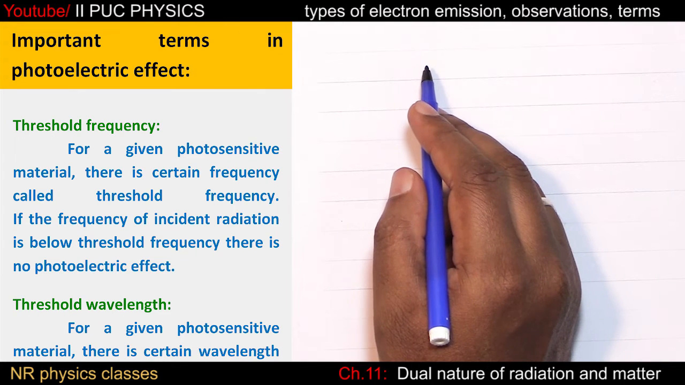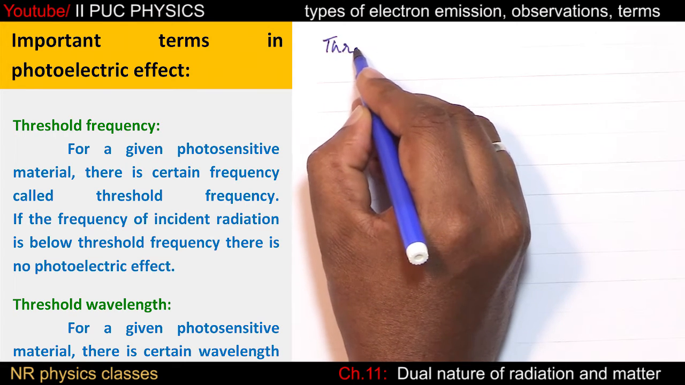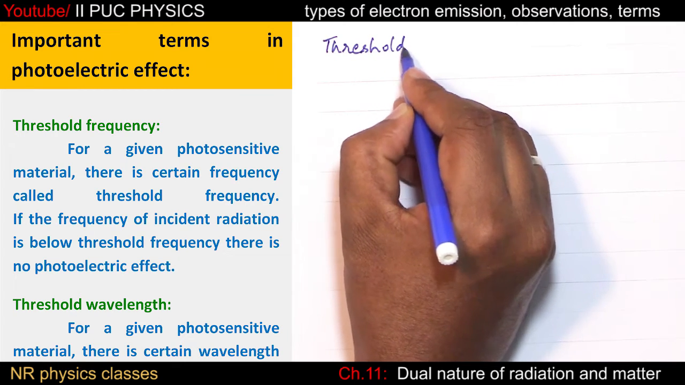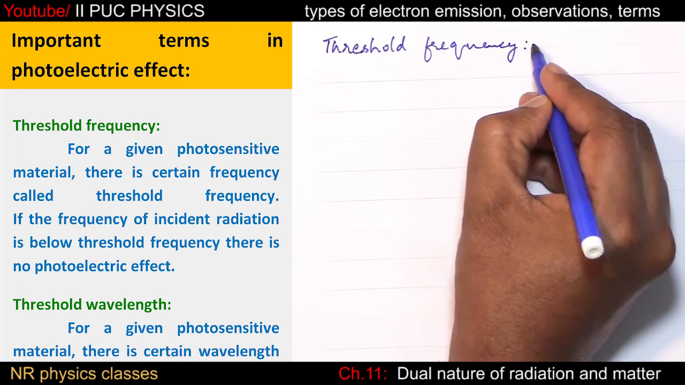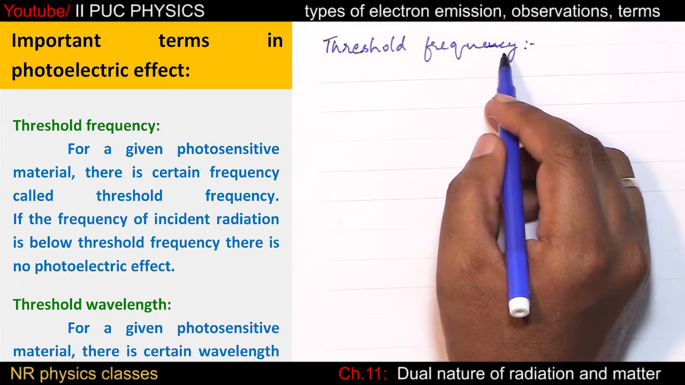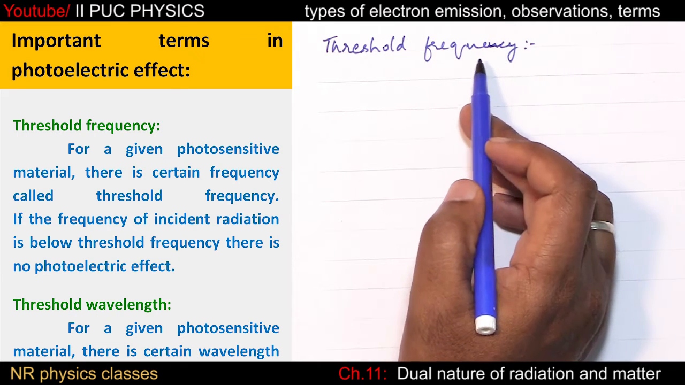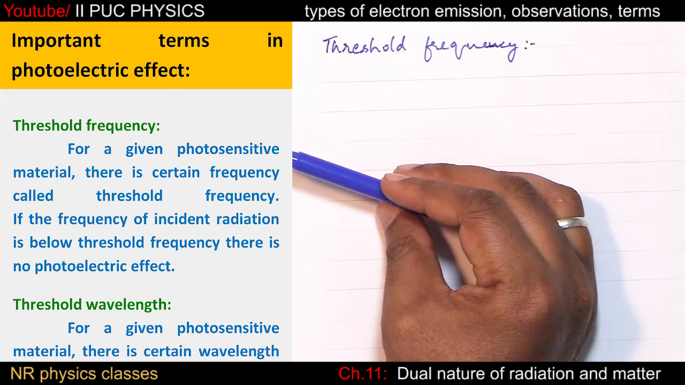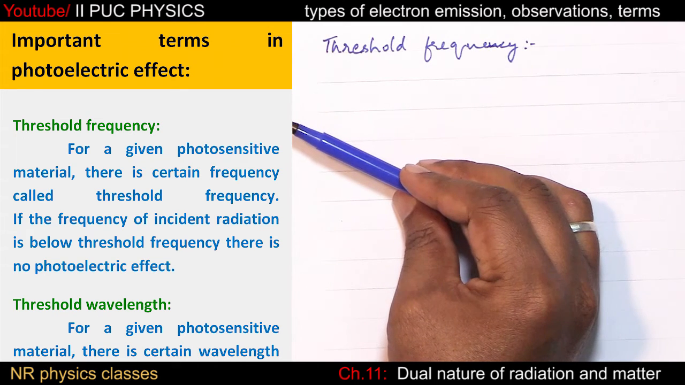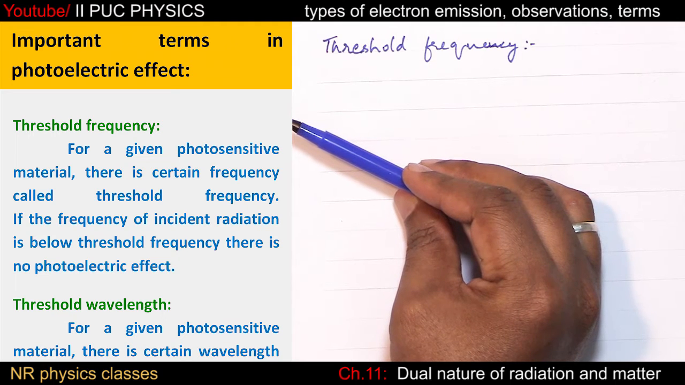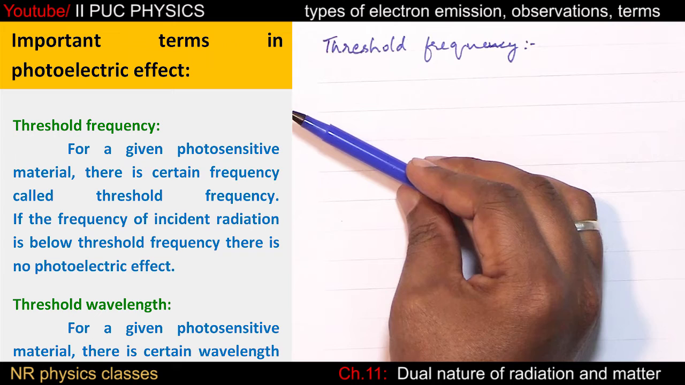Important terms in the photoelectric effect. Threshold frequency. For a given photosensitive material, there is a certain frequency called threshold frequency. If the frequency of incident radiation is below the threshold frequency, there is no photoelectric effect.